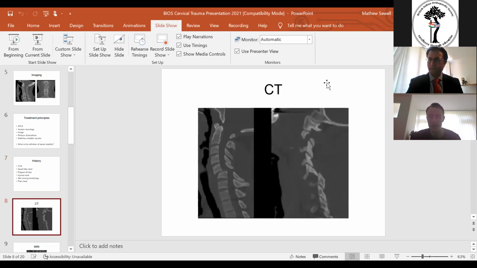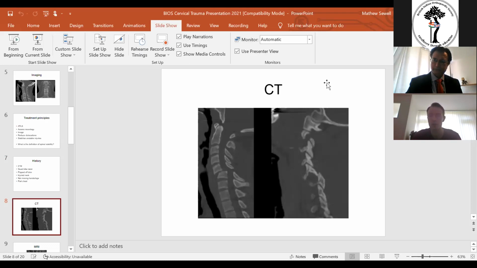So here is a CT. I'll give you a second to look at it. You will see at the C2, 3, 4, 5, 6 level, there is a displacement. And the picture on the right shows the facets. And you can see that one of the facets is locked. It's moved out of position.